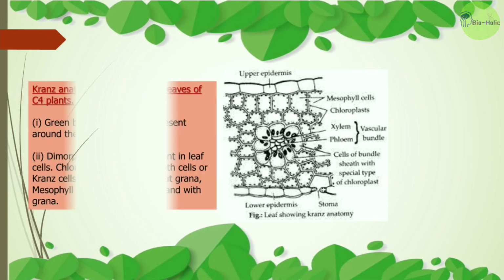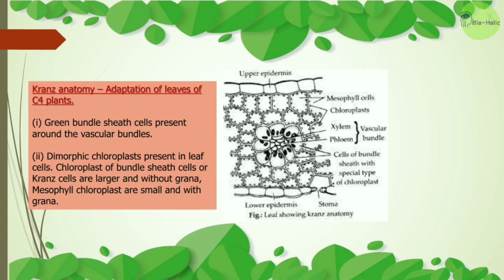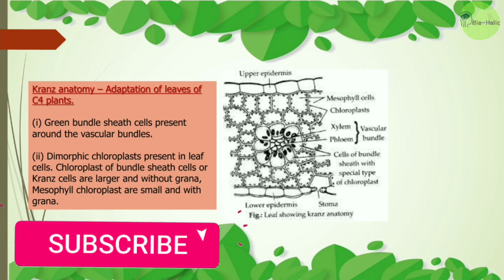In these C4 plants, some special characteristics are seen. Here, some adaptations of leaves are found, and this type of anatomy is named Kranz anatomy. Here, green bundle sheath cells are present around the vascular bundles, that means the xylem and phloem, and these bundle sheath cells act as a protective layer against the gaseous exchange for both oxygen and carbon dioxide. Thus, it is preventing oxygen from combining with RuBP. Hence, photorespiration cannot take place.